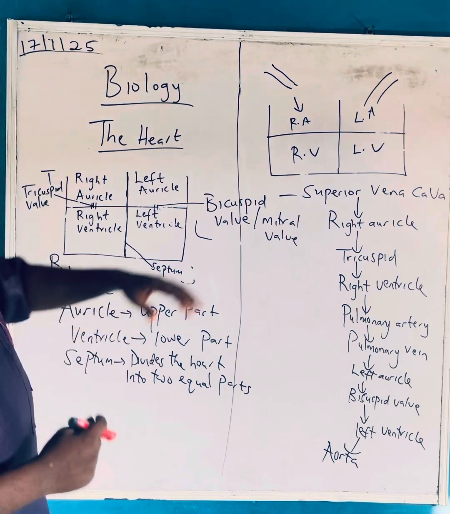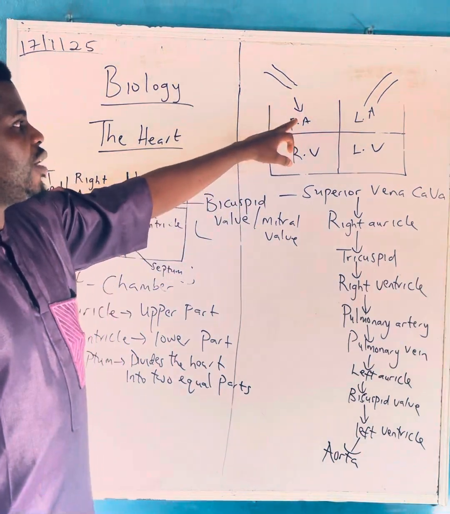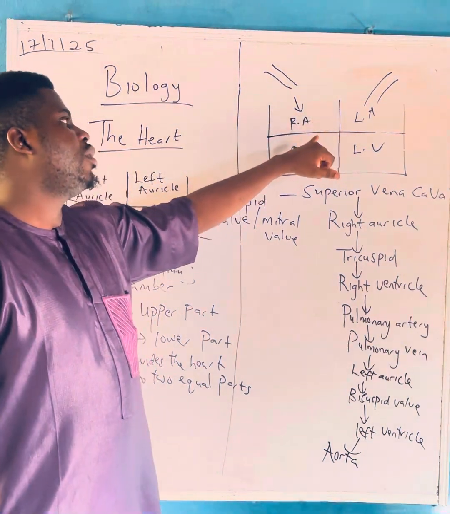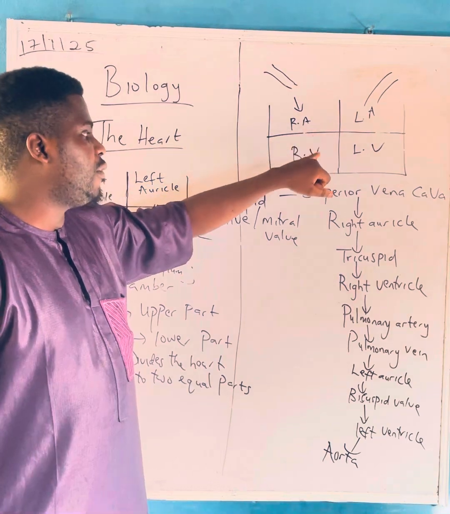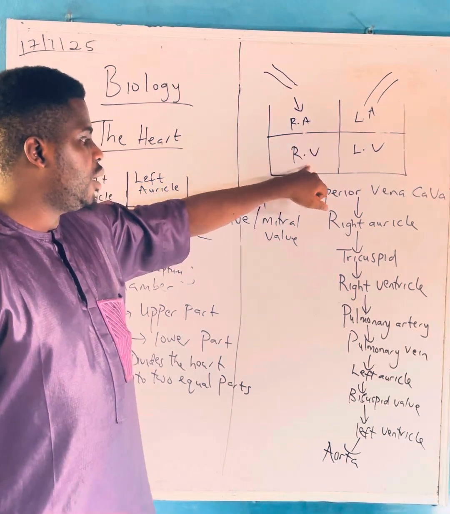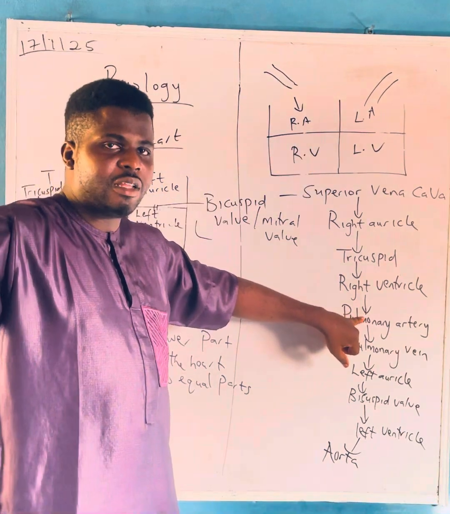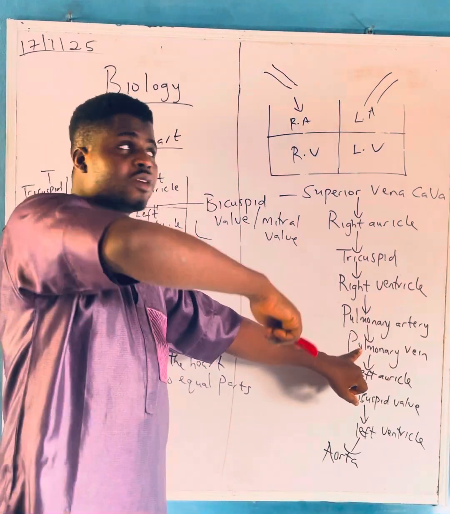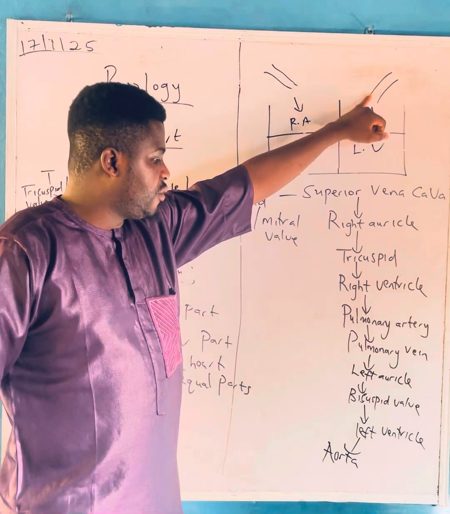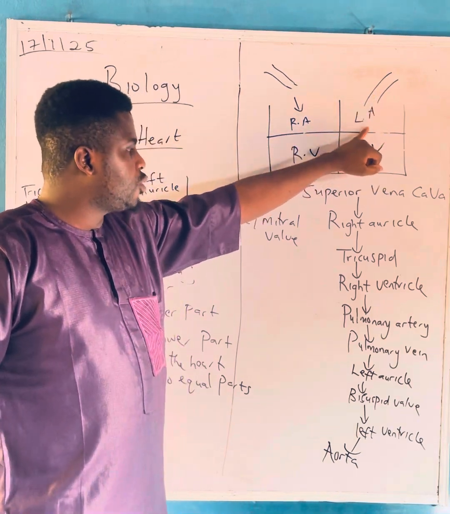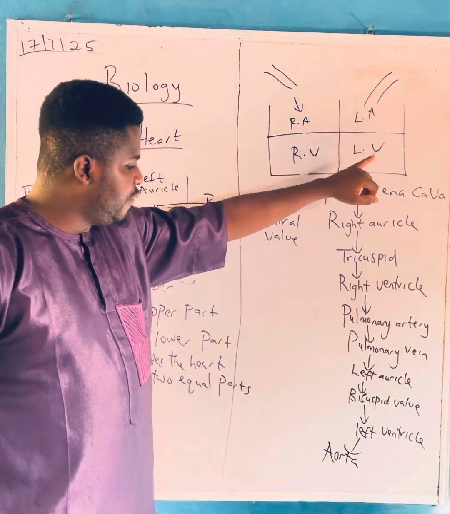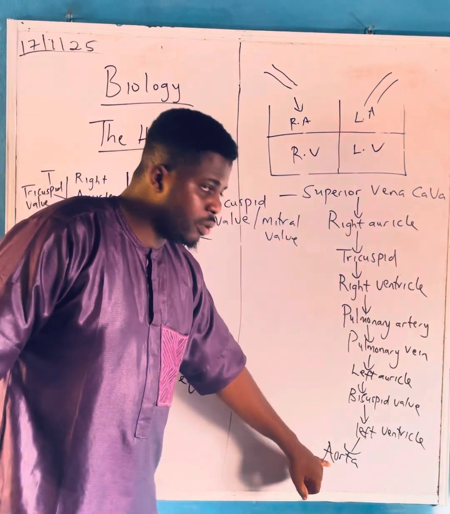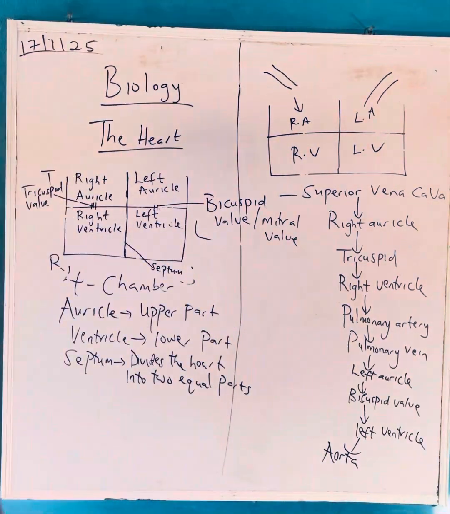So don't forget, from the superior vena cava to the right auricle, then the tricuspid valve to the right ventricle, then to the pulmonary artery that will carry the blood away from the heart, then to the pulmonary vein that will carry the blood back to the heart, then to the left auricle, the bicuspid valve, the left ventricle, to the aorta and the other parts of the body.